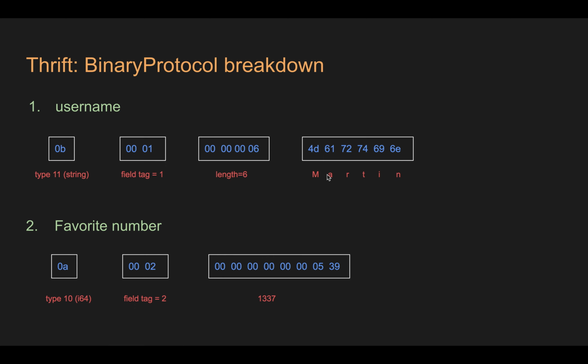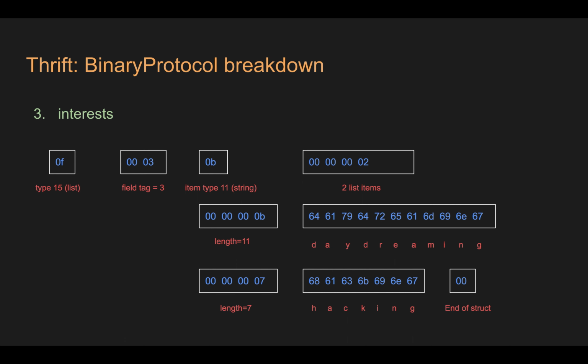And then the word Martin is encoded. So M has an ASCII value of 77, which is 4d in hex. Then a has an ASCII value of 97, which is represented as 61 in hex, and so on. Also for this number 1337, the first two fields are the same. Type 10 is the type of int64 and the field tag is 2 here. The number 1337 is also represented in hex. So 8 bytes are assigned for an int field here, so any 64-bit integer will be able to fit in these bytes.